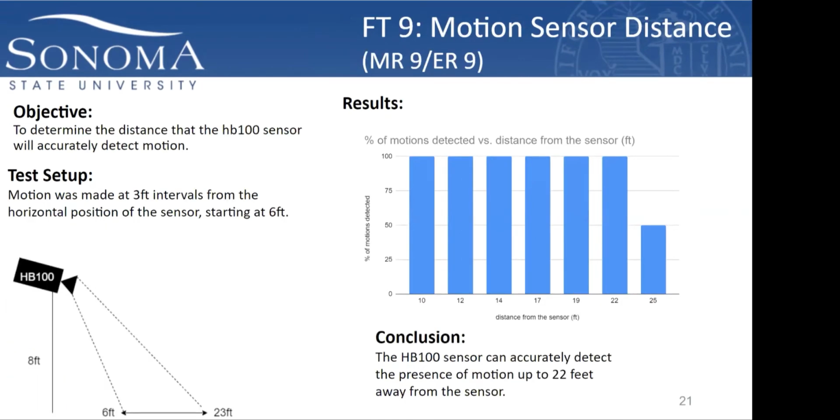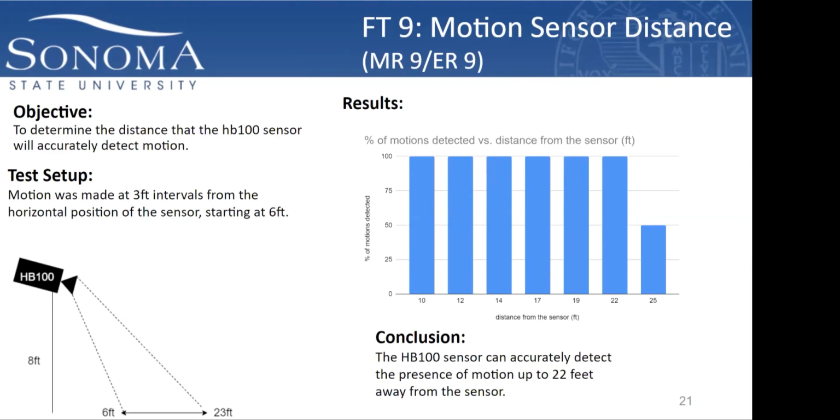Here's our motion sensor distance test. We wanted to determine the accuracy and range that our sensor would be able to detect motion. So for this, we set up our motion sensor 8 feet high to simulate it being set up on a pole. And we made motion at 3-foot intervals from the horizontal position of the sensor, starting from 6 feet.